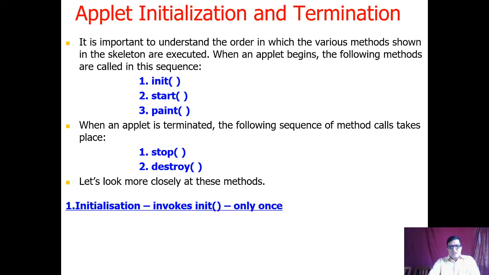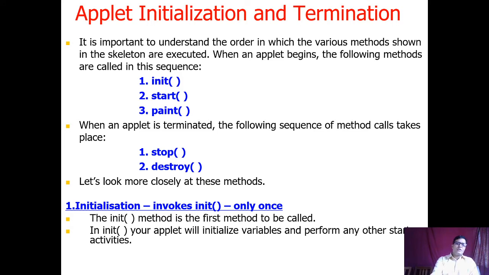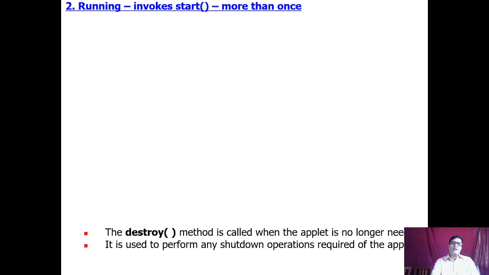First, the init method you will call only once, or whenever you are restarting your applet. The init method is the first method to be called, and in this init method your applet will initialize variables and perform any other startup activities. So all these are the points related to applet architecture. You have to write this skeleton, and next you are getting one figure. That figure you are also supposed to draw. So this is the activity of the init method. Whatever variables or startups you are using can be initialized here.